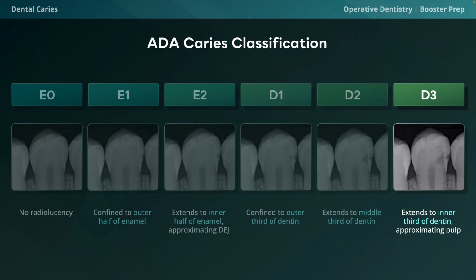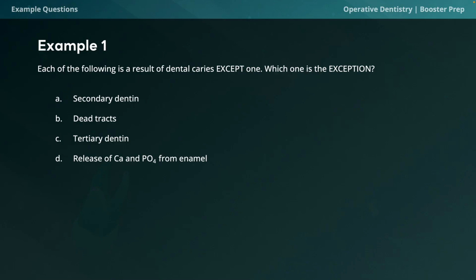Alright, and now it's time to reinforce everything we just learned with some practice problems. So question 1 reads, each of the following is a result of dental caries except one. Which one is the exception? Pause the video if you need some time to get your answer. But the answer is A, secondary dentin. Remember guys, secondary dentin is a natural byproduct of normal aging, and it isn't directly related to caries, whereas the other option choices are all associated with dental caries.